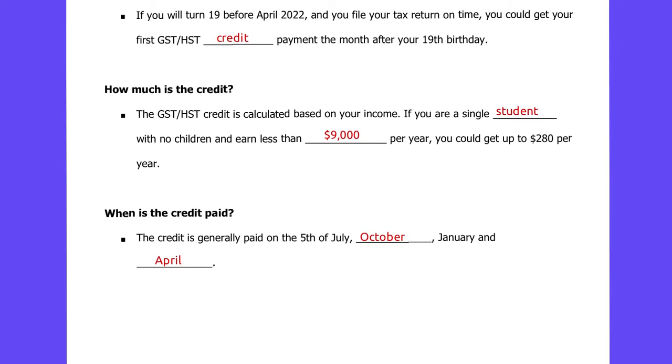So now, how much is the credit? It's calculated based on your income. If you're a single student with no children and earn less than $9,000 per year, you could get up to $280 per year. So this is something you definitely don't want to miss out on. It's generally paid over four different payments: the 5th of July, the 5th of October, the 5th of January, and the 5th of April.